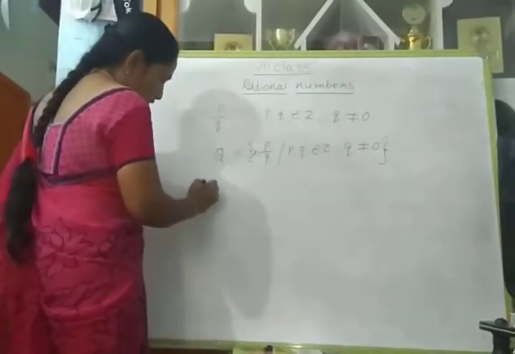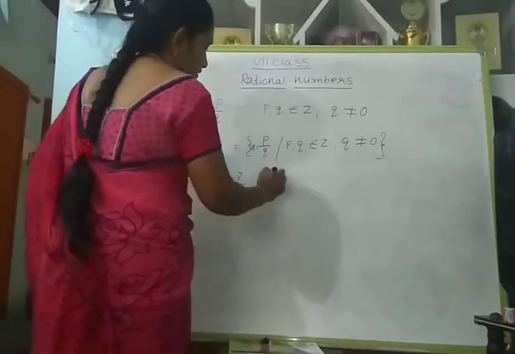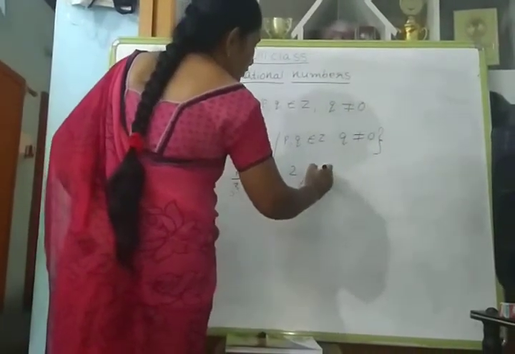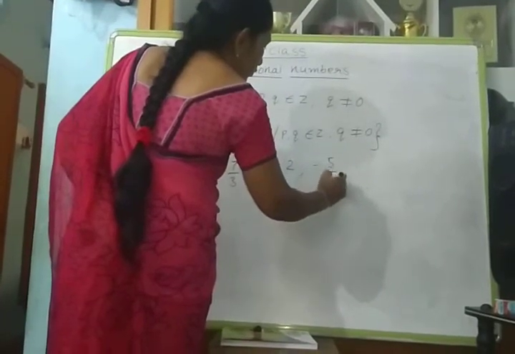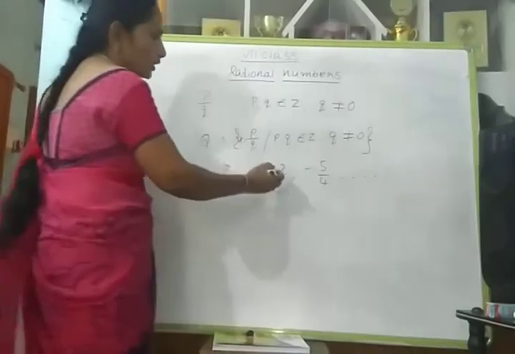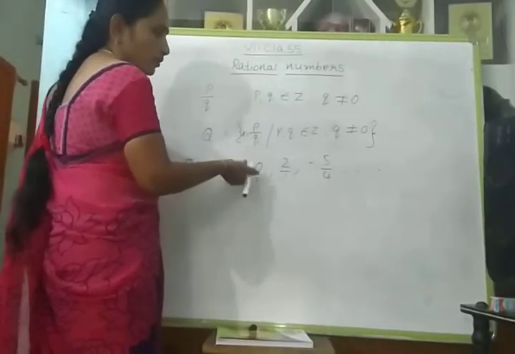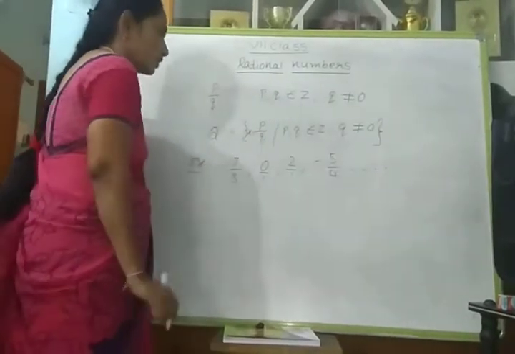For example, 7 by 3, 0, 2, minus 5 by 4. These are all rational numbers. See here, 2 we can write as 2 by 1. 2 by 1 is nothing but 2. 0 by 1 is nothing but 0. So these are rational numbers.